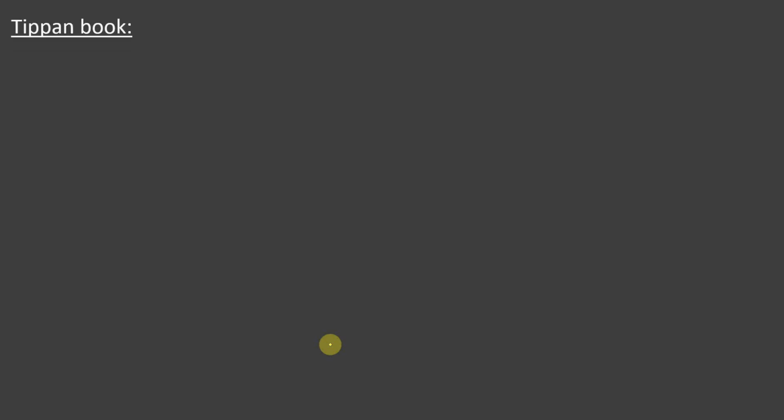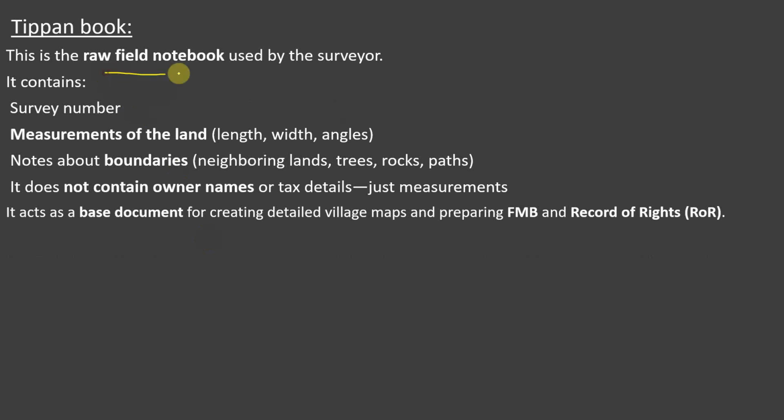The first is the Tippan book. The Tippan book is the raw field notebook used by the surveyor. So it is a notebook or a diary which is used by the surveyor. The surveyor is the person who is appointed by the government to make a survey of the land, that is to know the measurements of the land or the type of the land. The surveyor makes note of all this in a book which is called the Tippan book. The Tippan book contains the survey number, measurements of the land, which includes the length, width, angles, notes about boundaries, neighboring lands, trees, rocks, paths, etc.